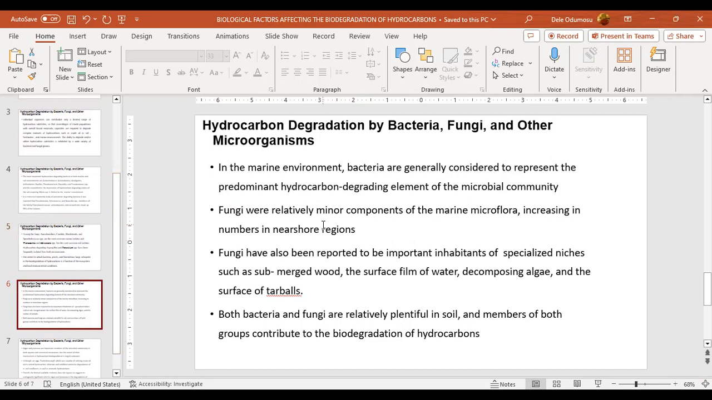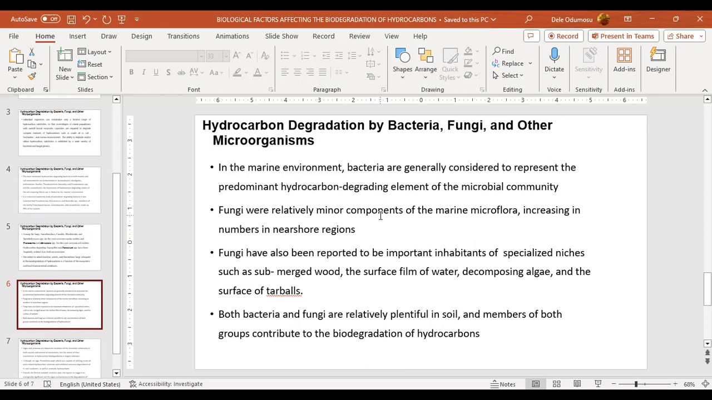So in the marine environment, bacteria are generally considered to represent the predominant hydrocarbon degrading element of the microbial community. Bacteria thrive more in the marine environment, so they are considered to be the predominant hydrocarbon degrading element. Fungi are a relatively minor component of the marine microflora because fungi require less water activity than bacteria.